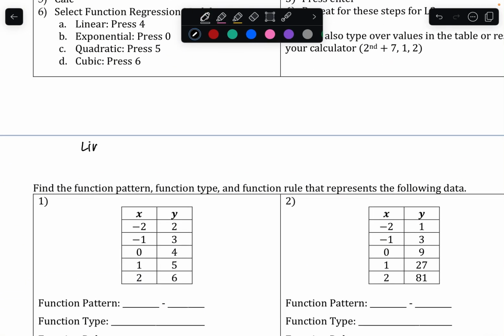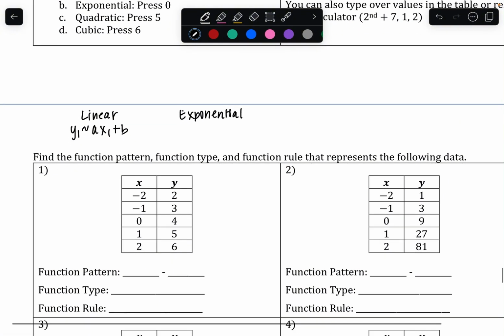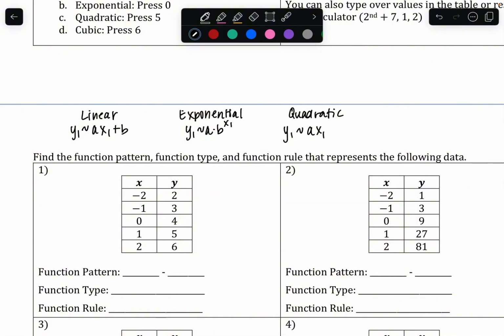And so if you are dealing with linear, you're going to put your table into Desmos, and you're going to do y1 tilde a x1 plus b. If you were dealing with exponential, you now have a times b to the x. So you're going to do y1 tilde a times b to the x1. Only x's and y's get the ones, not the a's and the b's. And then if you were dealing with quadratic, this is when you would do ax squared plus bx plus c. And so a x1 squared plus b x1 plus c.